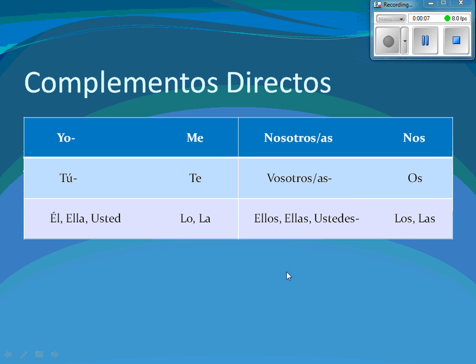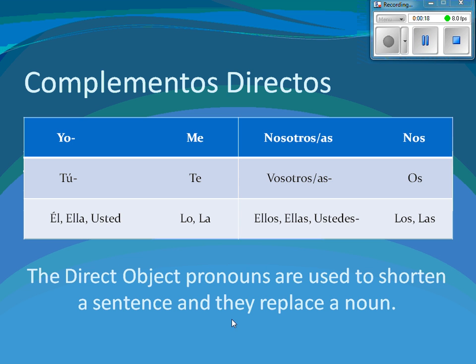The complementos directos are me for yo, te for tú, lo, la for él, ella, usted, nos for nosotros, os for vosotros, and los, las for ellos, ellas, and ustedes. The direct object pronouns are used to shorten a sentence and they replace a noun. For example, lo would replace el perro, la would replace la comida, and so on.